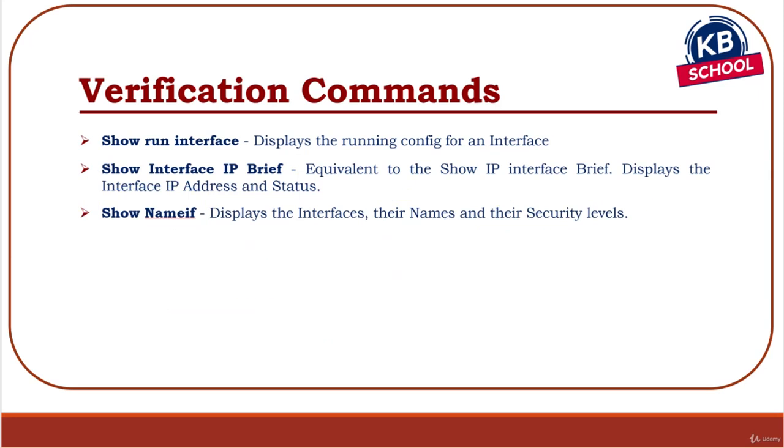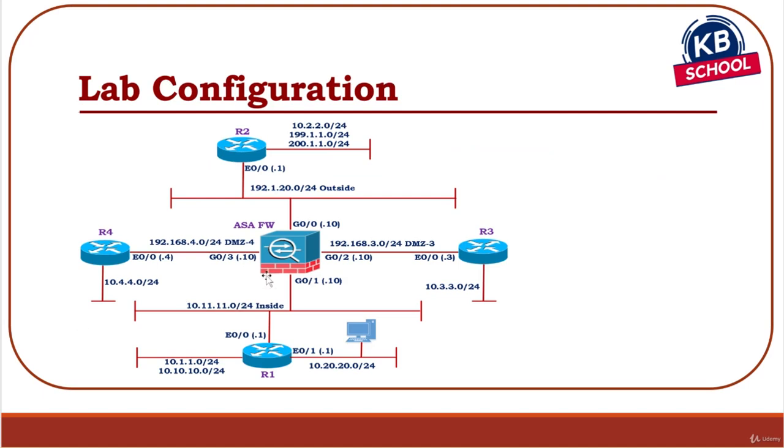Let's jump to the fun stuff, that's a lab, and actually see it work. So this is my lab topology that I'll be building. What I've done over here is I've already configured router 2. I've set the IP address over here on the router to 20.2. I've set up 3 loopbacks over here, 10.2.20, 199.110, 200.110.